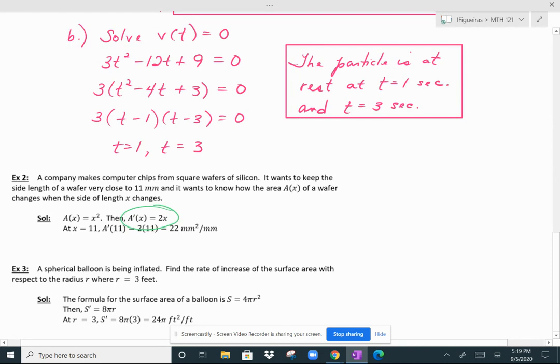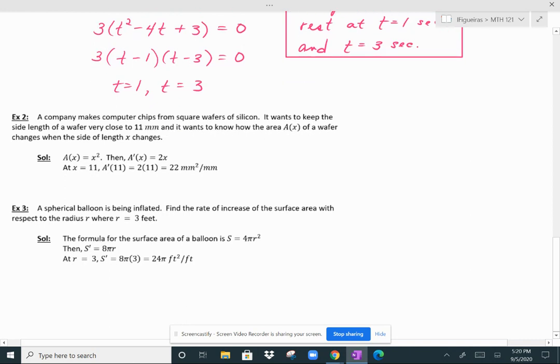But then remember that x is given to be 11 millimeters. So at x equal to 11, A prime of 11 is 22. The area is changing at 22 millimeters squared per millimeter.